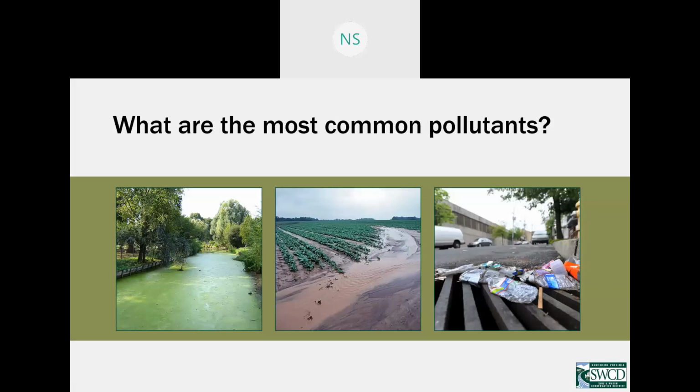In the middle picture, we're depicting sediment, and sediment is a large issue, not just on cropland like is seen here, but anywhere where we have a lot of drainage and erosion problems. And then over on the right is an image of trash and litter. And that, as you can imagine, is also a very large issue here.